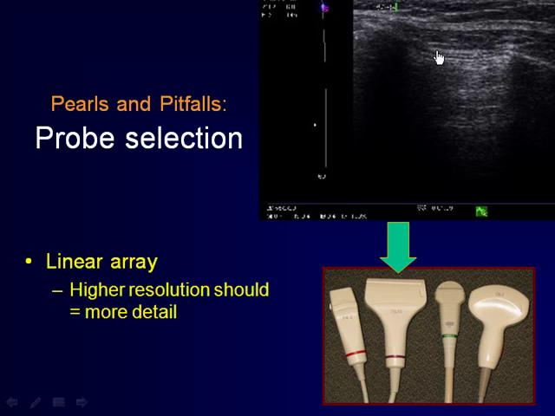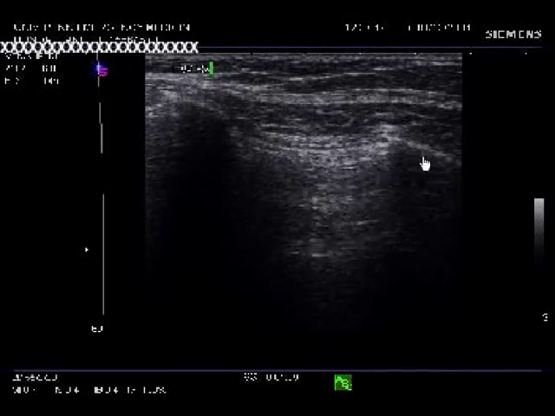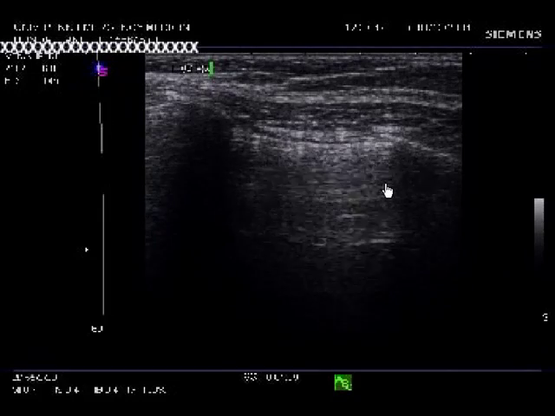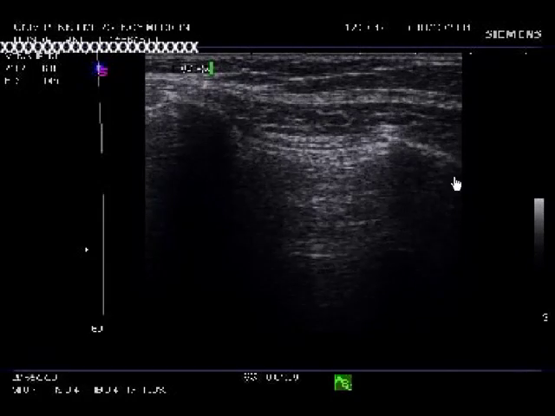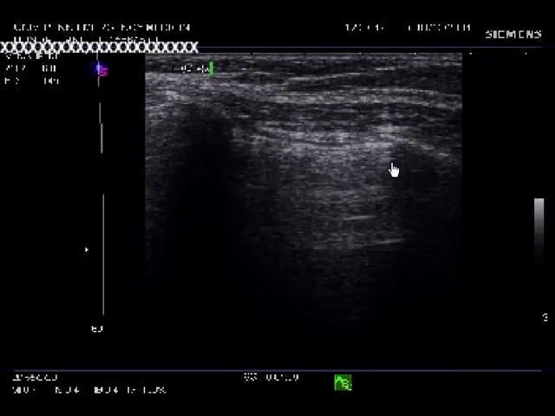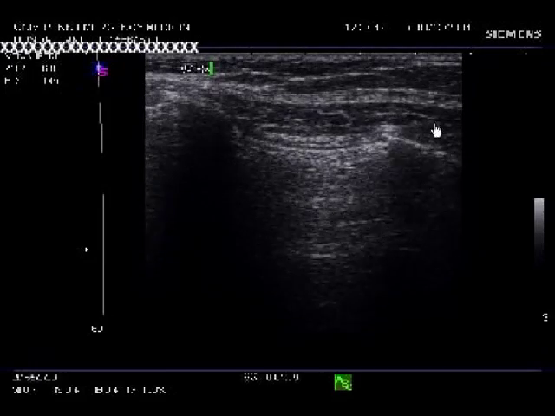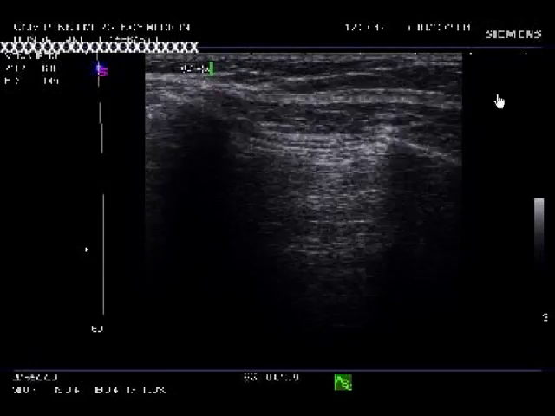Certainly the linear probe gives you higher resolution and might be anticipated to give you a more clear, defined picture of the pleura, which is obviously a fairly fine structure. And since this is a very superficial structure, the linear probe is well suited to that. Here is an image provided by a linear probe, which I think we've seen before, of absence of lung sliding right in here, and a somewhat pixelated image.